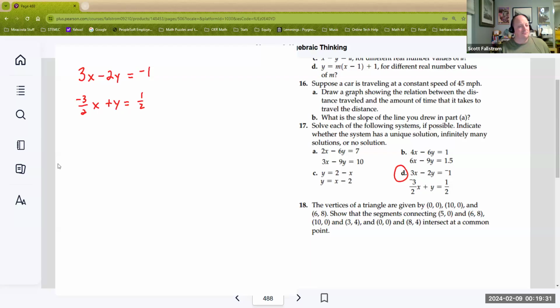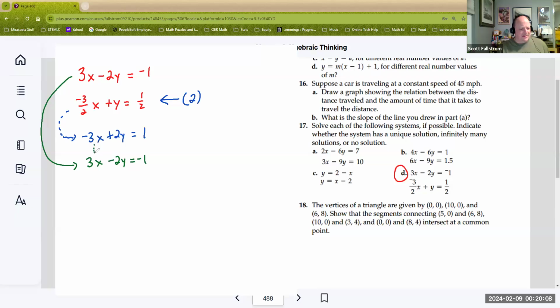What I'm going to do is multiply to clear all of my fractions out. The least common denominator that I could choose is the number 2. So I'm going to multiply everything by 2. So -3/2 times 2 gives you -3x. Y times 2 becomes 2y, and 1/2 times 2 becomes 1. So I have that, and all I'm going to do is bring down the top equation and rewrite that one as 3x minus 2y equals -1.